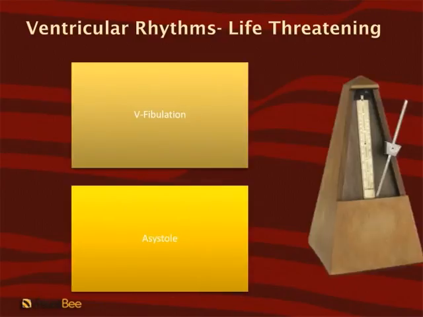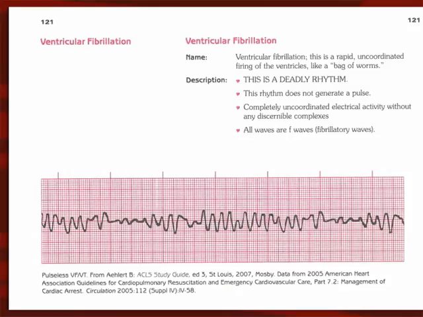So next we'll talk about a couple of life-threatening rhythms, VFib or ventricular fibrillation, and asystole. Ventricular fibrillation is the beating of many weak ectopic foci in the ventricle. So what does that mean? It means that ectopic means that it's outside of the normal conduction pathway, that the cells are just quivering.